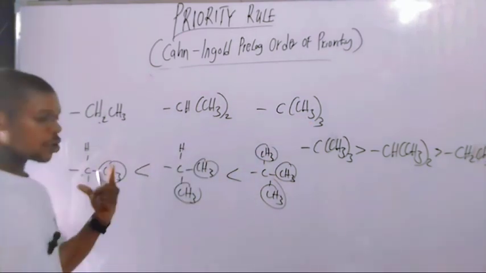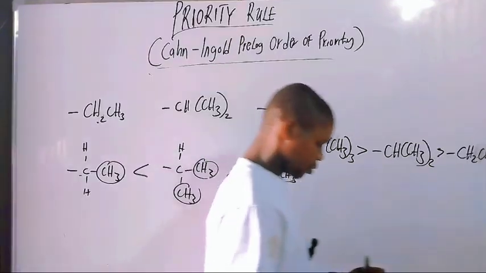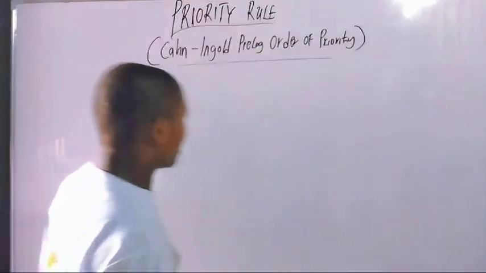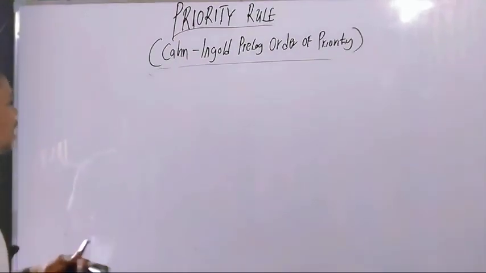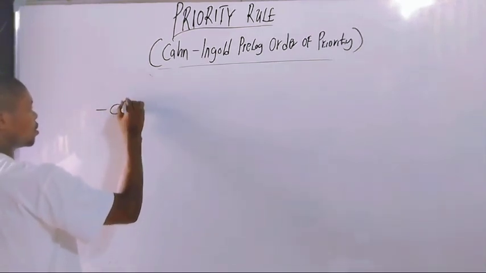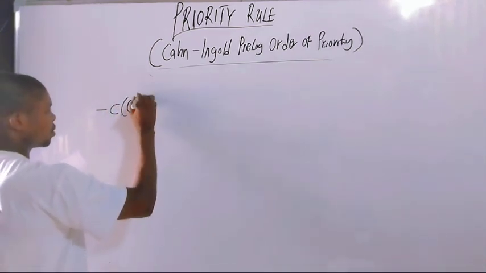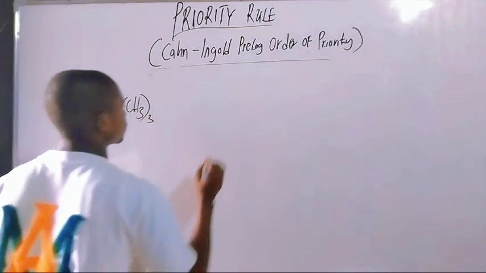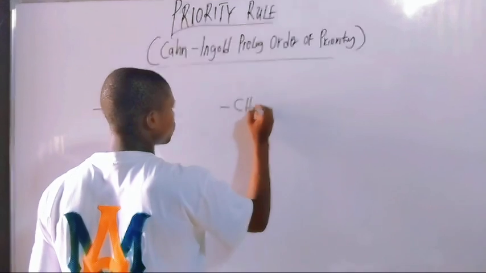So let me do rule number 3. Rule number 3: work outward from the point of attachment, comparing all atoms attached to a particular atom before proceeding further along the chain. Now let me explain to you. If, for example, you have CH3 here, and you have CH2.